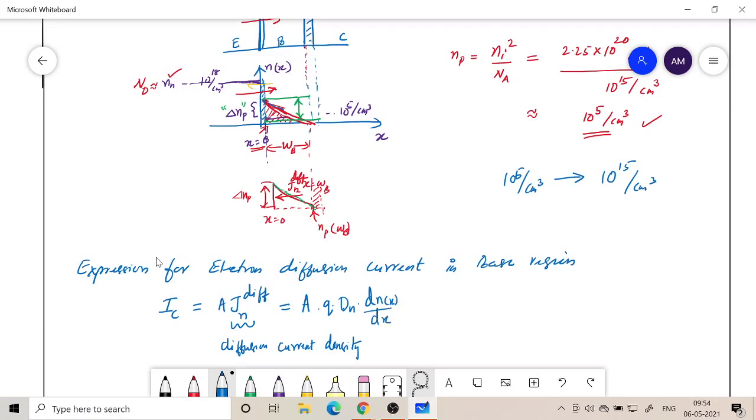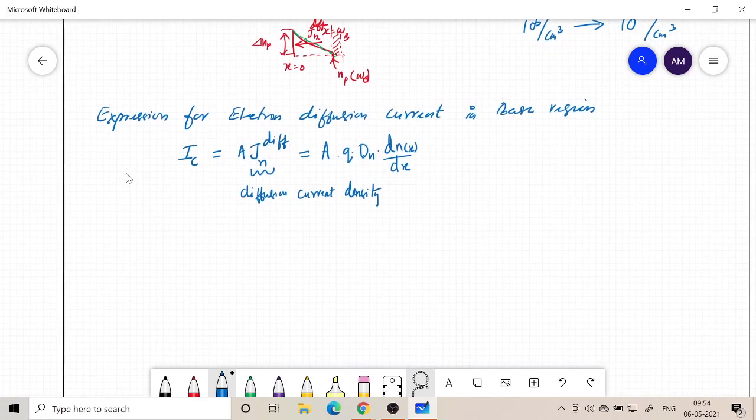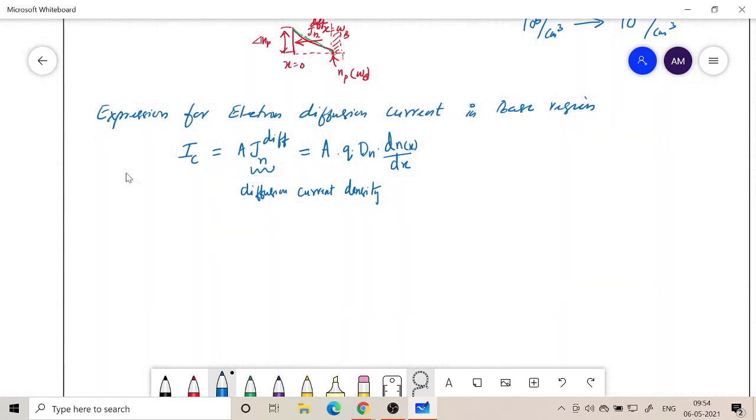Probably you might have seen this equation from your device class. So this is going to be the expression for Jn diffusion. So N stands for electron, and diff, which I have used as a superscript, it stands for diffusion current. So there is another current which is called the drift current. So here, because of the concentration change from delta Np to 0 from one end to the other end of the base, there is a concentration gradient, and that concentration gradient is what is denoted by dn by dx.